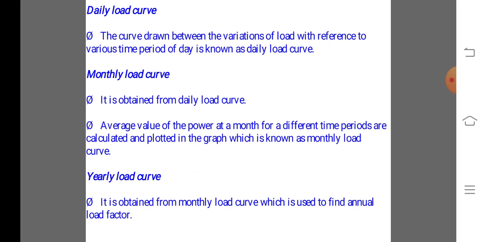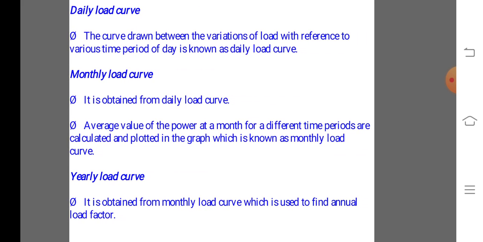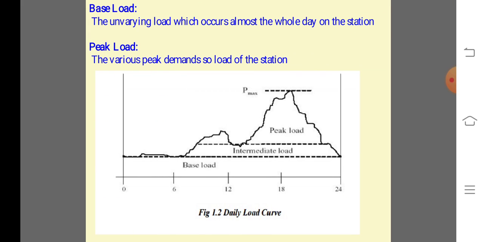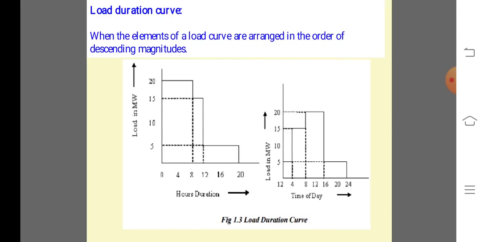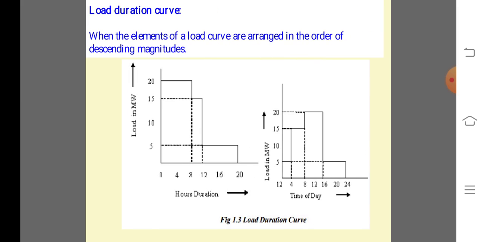For the monthly load curve, the average value of the power in a month for different time periods is calculated and plotted in a graph, which is known as the monthly load curve. The yearly load curve is obtained from the monthly load curve and is used to find the annual load factor. This is base load and peak load. Base load is the unvarying load which occurs almost the whole day on the station. Peak load is the various peak demands on the station. This is the graphical representation of the daily load curve.